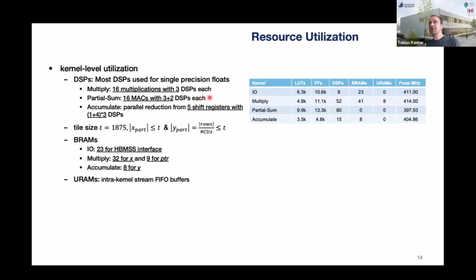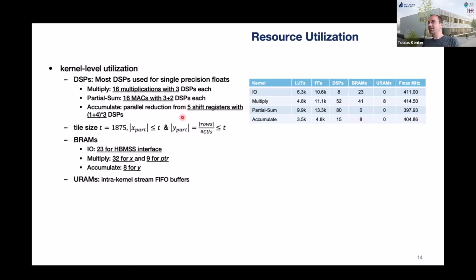We have then the partial sum calculations where we reduce the blocks of 16. And finally, we have this accumulate kernel, which uses 5 shift registers with overall 1 + 4 × 3 DSPs. So this is the overhead that is needed to resolve the dependency on the result vector. But since it only occurs once per block and not for all these 16 calculations that we do in parallel, the overhead is quite small.